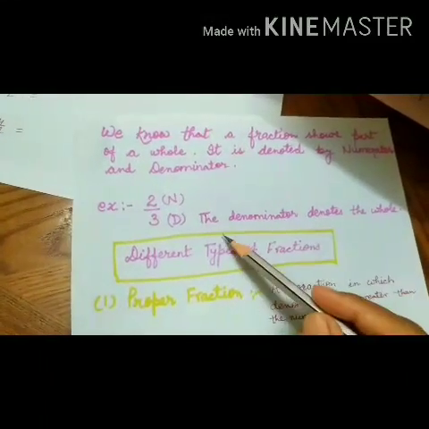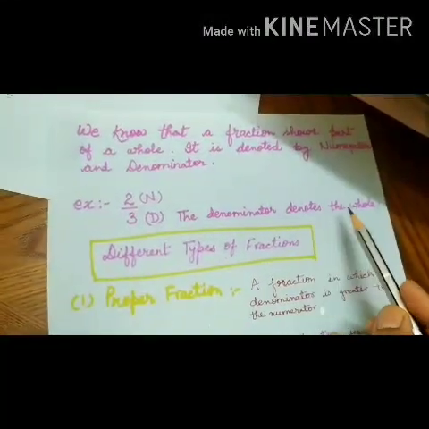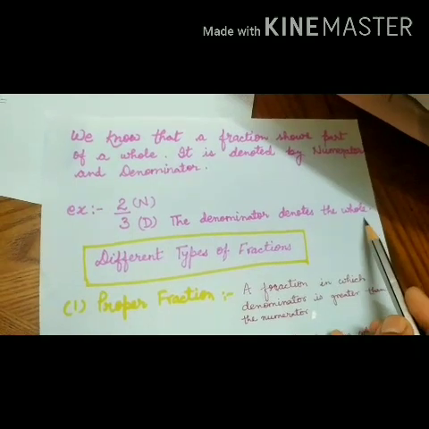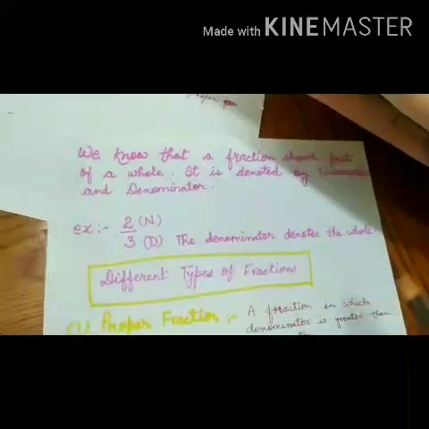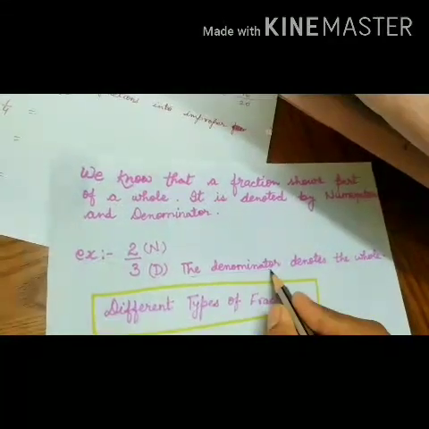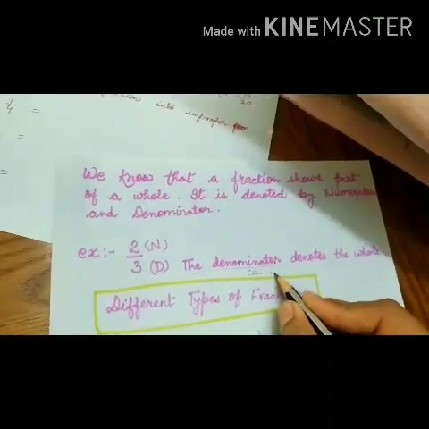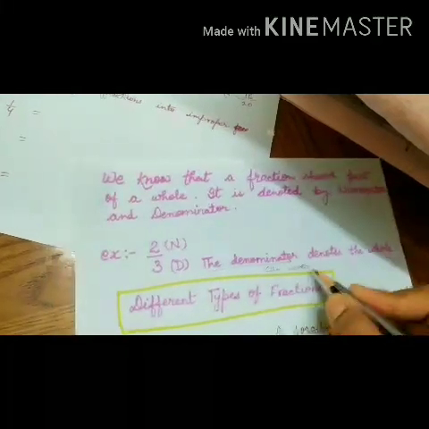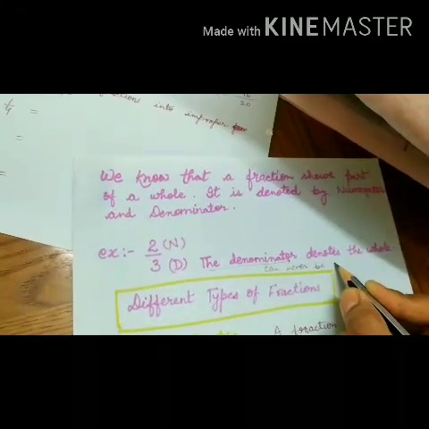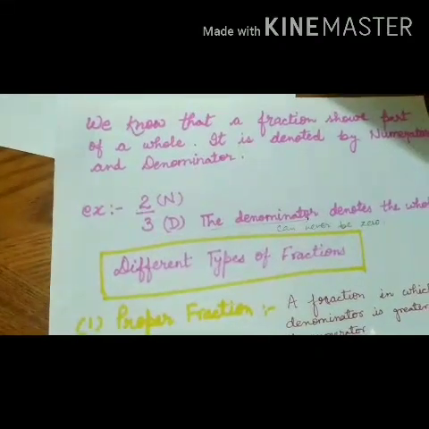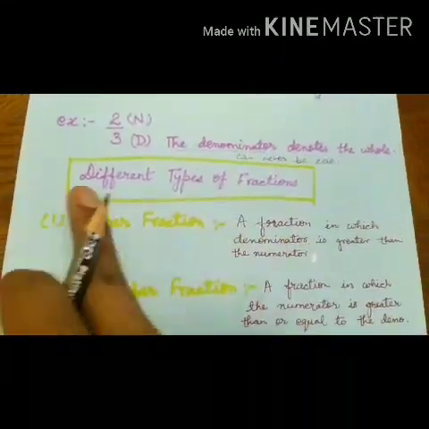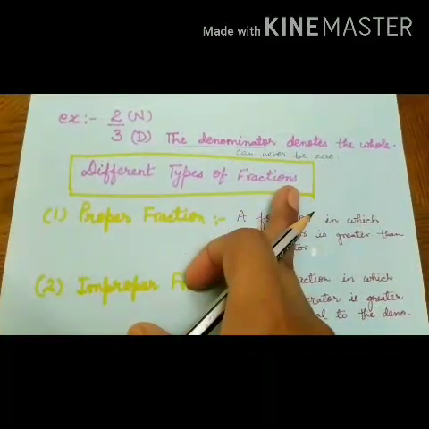Okay, and the denominator denotes the whole. Keep it in your mind that the denominator denotes the whole and it can never be 0. Okay, the denominator can never be 0. Okay. So now we are going to learn about the different types of fraction.